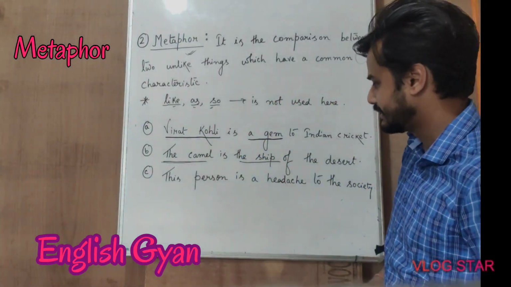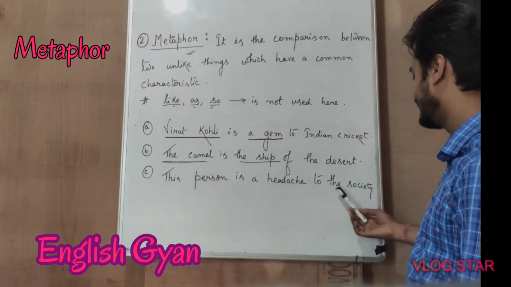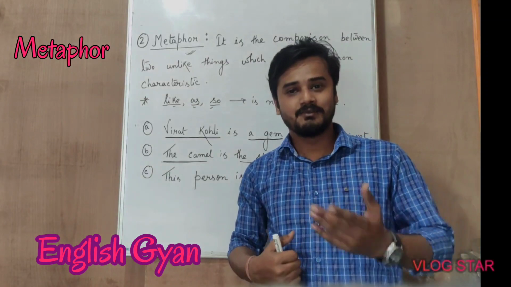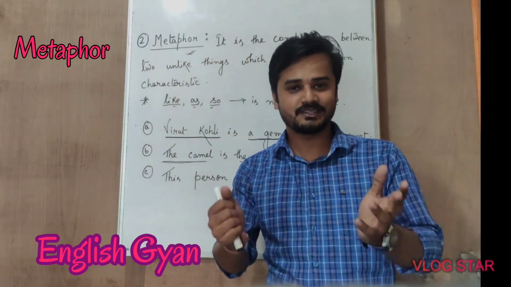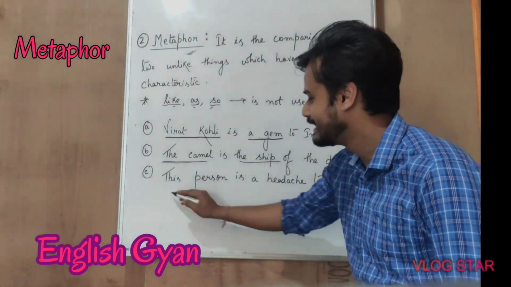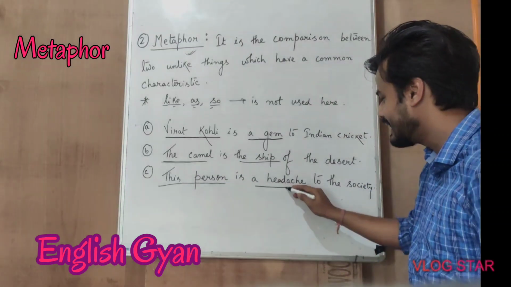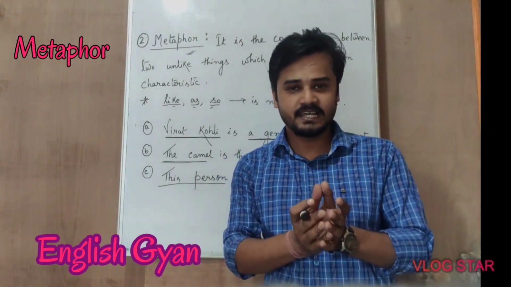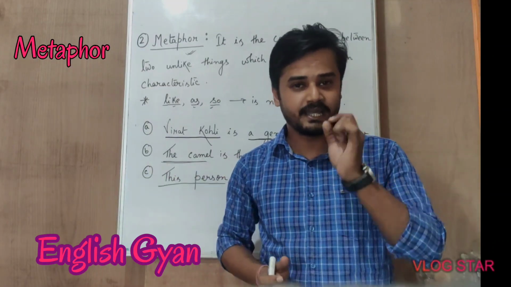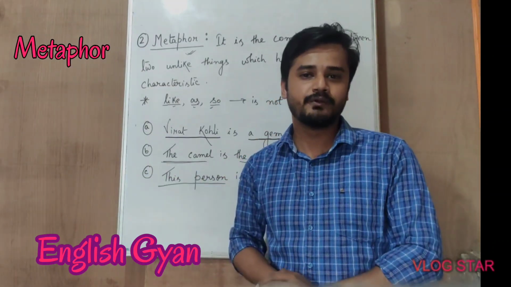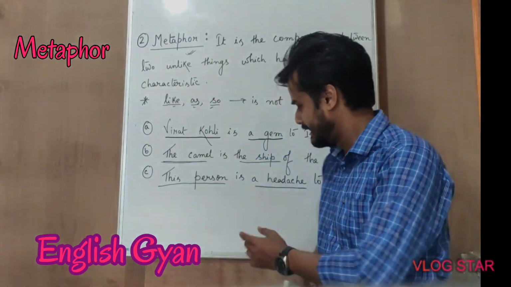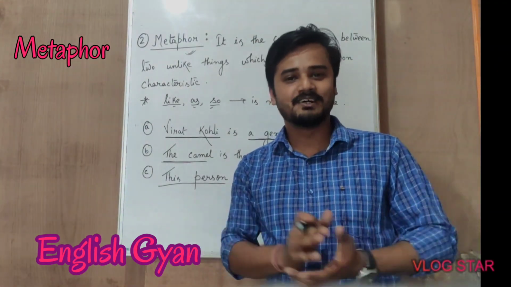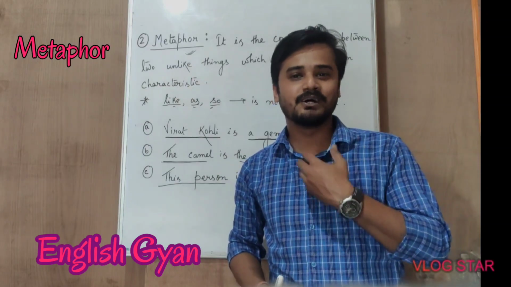And the last sentence is, this person is a headache to the society. Here I am talking about a person who must be creating very much problem to his society. So we are comparing this person to a headache. So it is very clear that a person and headache are very unlike things. These are not similar things, but again a comparison is drawn between them to bring in their common feature. Like a headache gives us pain. There are some people in our society who give pain to us, who are antisocial.